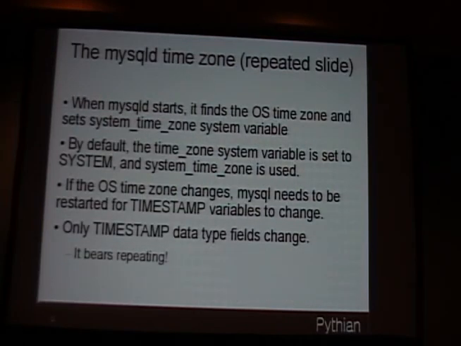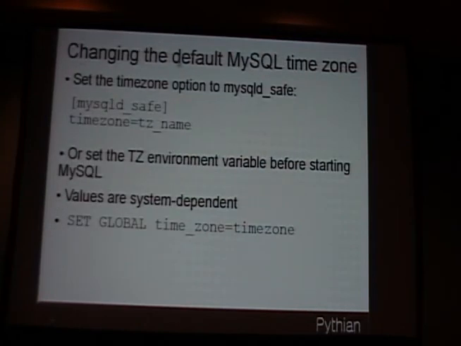So, the mysqld time zone. I repeated that slide. Oh wow, we've got a lot, actually, it's not really enough time. Oh well. When mysqld starts, it finds its OS time zone. We did this before. So now let's talk about changing the default MySQL time zone. We can set the time zone option to mysqld_safe: --timezone=TZ name, and I'll tell you where to get that later. Or set the TZ environment variable before starting MySQL.